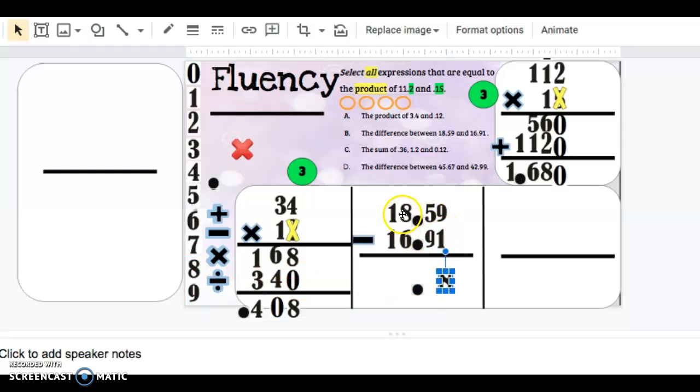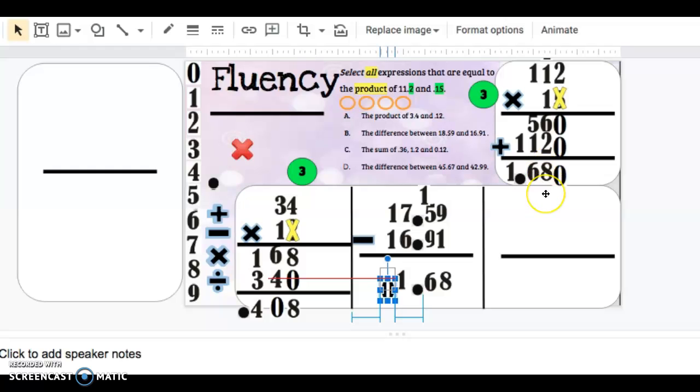5 minus 9 I can't do, so that 8 becomes a 7. And that 5 becomes a 15. 15 minus 9 is 6. 7 minus 6 is 1. 1 minus 1 is 0. So we get 1.0, well, oopsies, 1 and 68 hundredths.